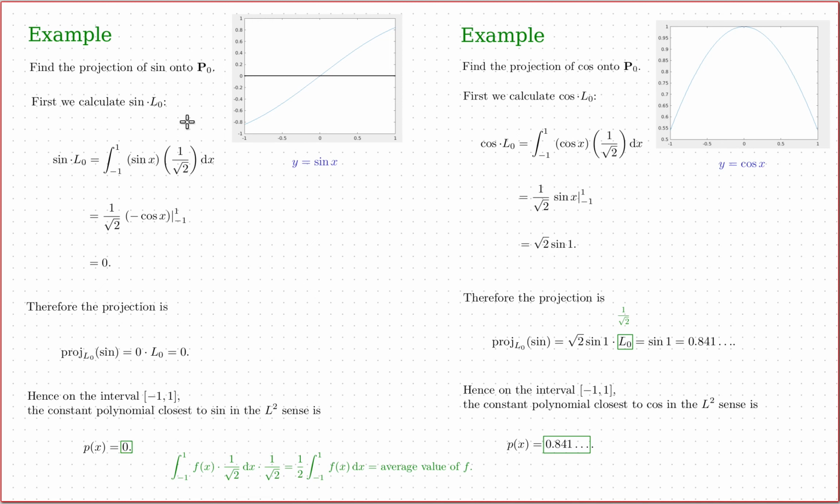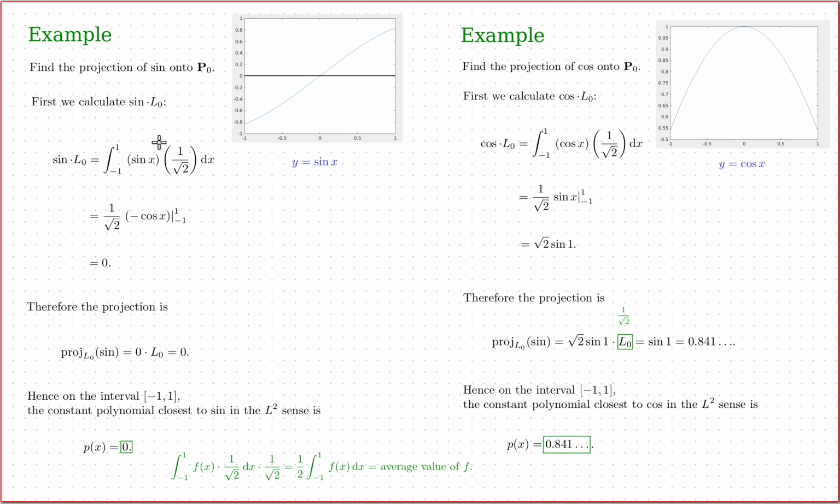So first I'll do it with the sine function. So the sine function on the interval from -1 to 1 looks like this. And the strategy is we'll calculate the dot product with L_0, because L_0 is a unit vector. The dot product will be enough to give us the projection, basically. So first we compute the dot product. The dot product of the sine function with L_0, well, that's the integral of the sine function times 1 over radical 2. Pull out the 1 over radical 2, the integral of sine is minus cosine, and then when you evaluate this between -1 and 1, you get 0.